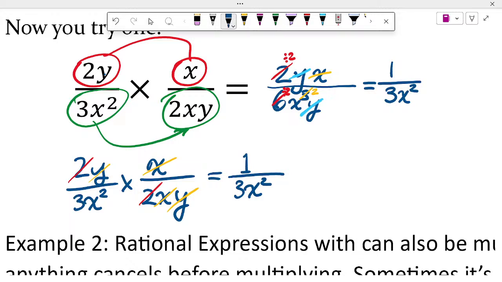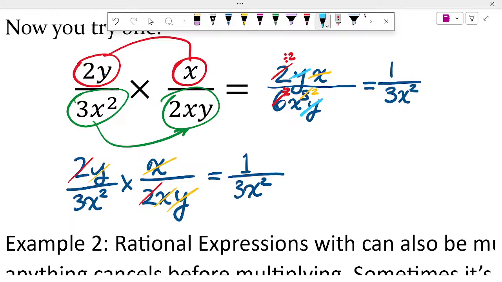They don't have to be from the same fraction as long as they are being multiplied. Not if you're adding or subtracting. That's totally different. But if you're multiplying, it doesn't matter which numerator, which denominator, you can cancel. Does that make sense? How's that feel? Not too bad? Awesome.